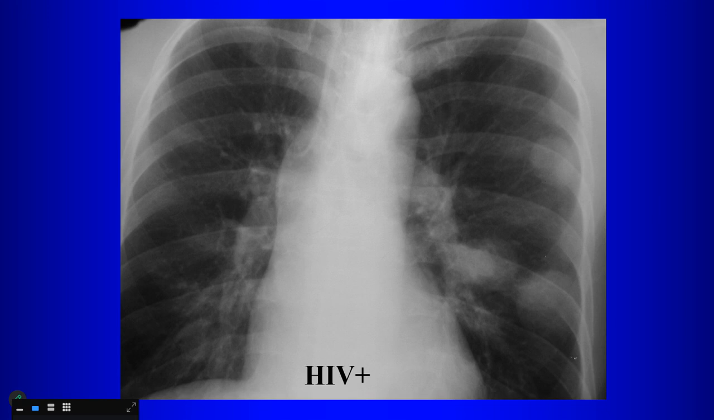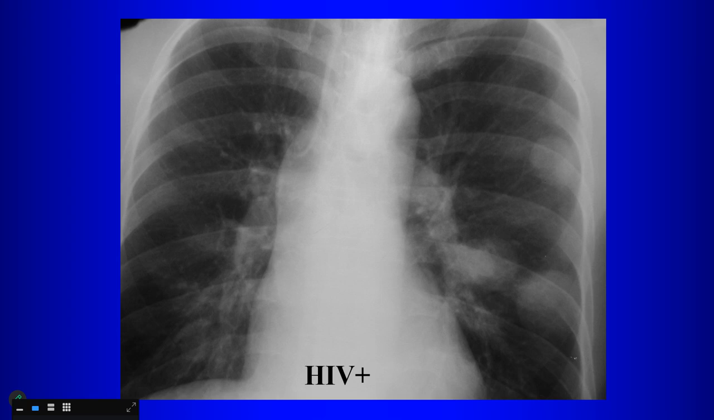Rounded peripheral opacities. What are you going to call those? What do you call a rounded opacity of a chest radiograph? Nodule or mass, right? So here's a patient who has multiple nodules or masses in the lungs. What could this be? Well, lymphoma. What are other things? What else is in your differential? Metastatic disease? Anything else?